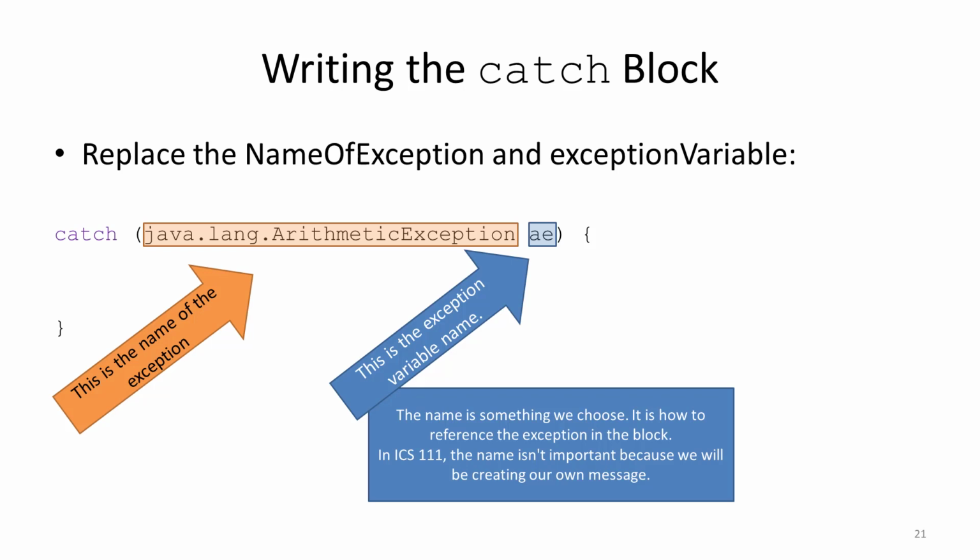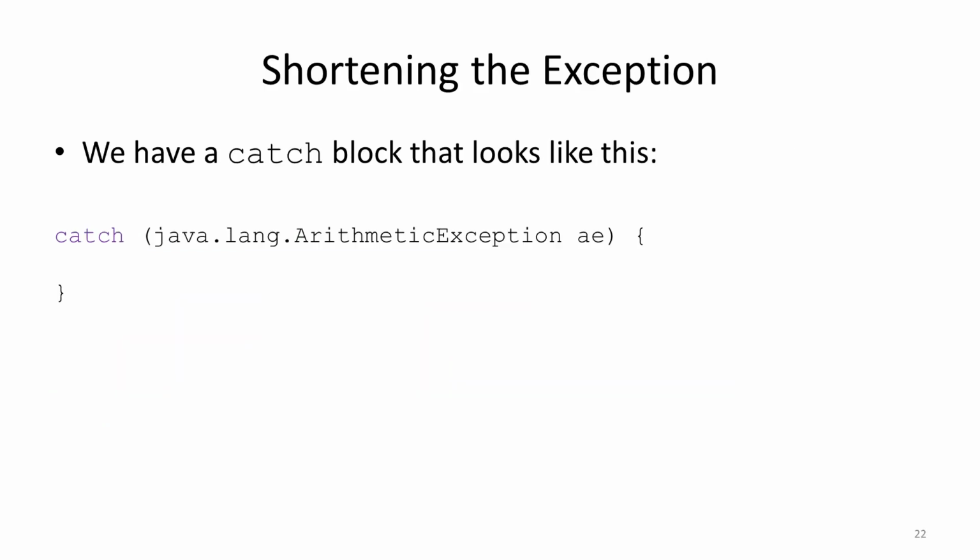Because we need to declare a variable, but it's not used, I use a naming convention that takes the first letter of the exception name and the last letter of the exception name. So I use AE for ArithmeticException. You can follow that naming convention as well, or you can create a more meaningful name that reflects why the exception happened in your program. Now we have a catch block and it looks like this. Catch java.lang.ArithmeticException, a space, and then a variable name. And I just use AE.